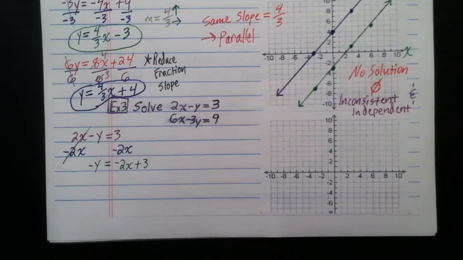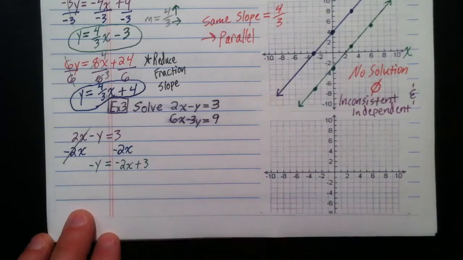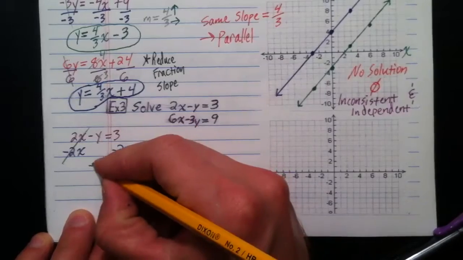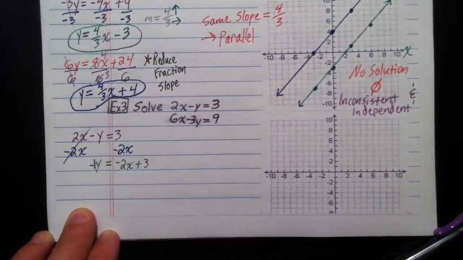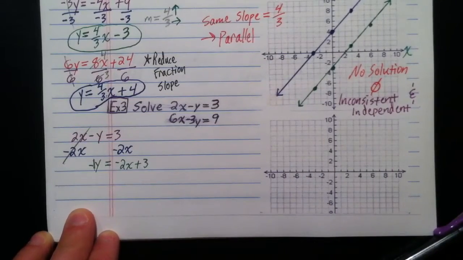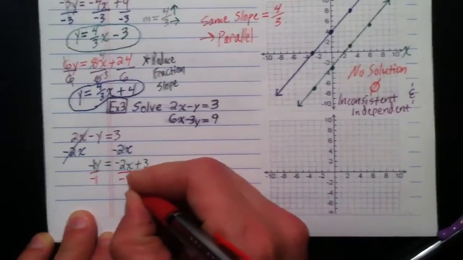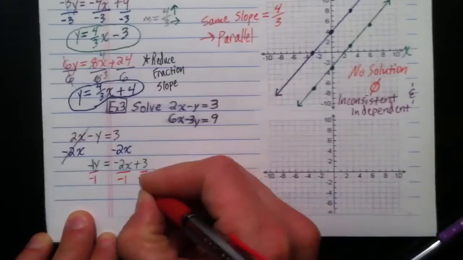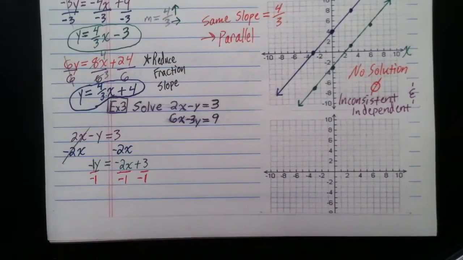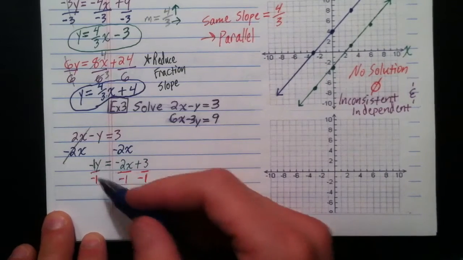Now, to get y by itself, because it's technically not y by itself yet, because there is a negative attached to it, you can think of that negative y as having a hidden coefficient of a negative 1. So in order to get y by itself, we have to divide everything by a negative 1, because dividing by negative 1 just really is going to change the sign of whatever you have. So that gets us the y by itself here.